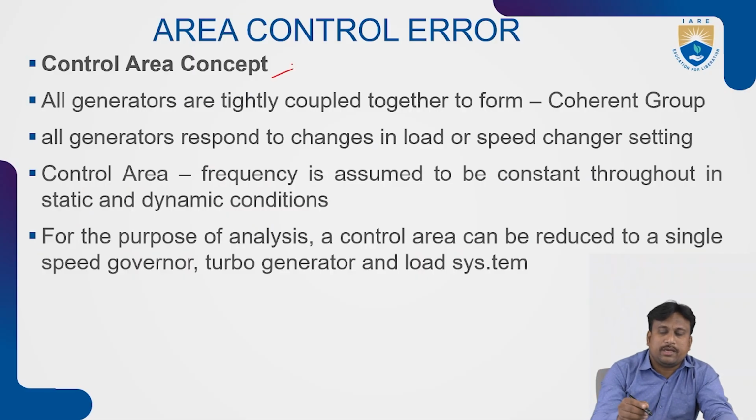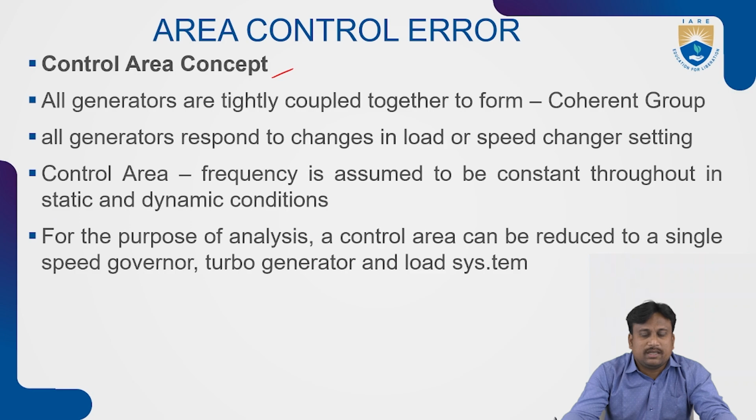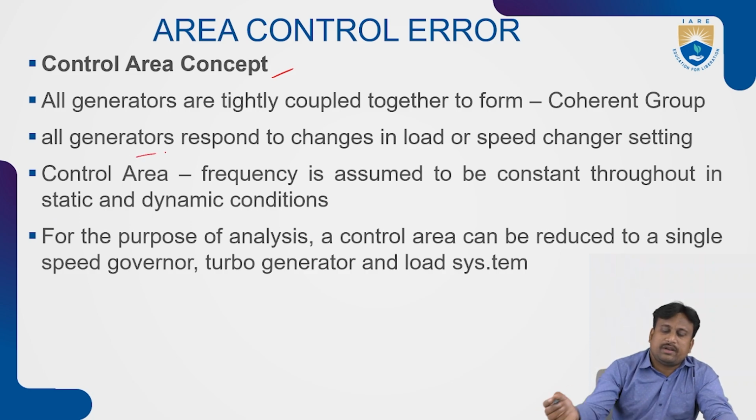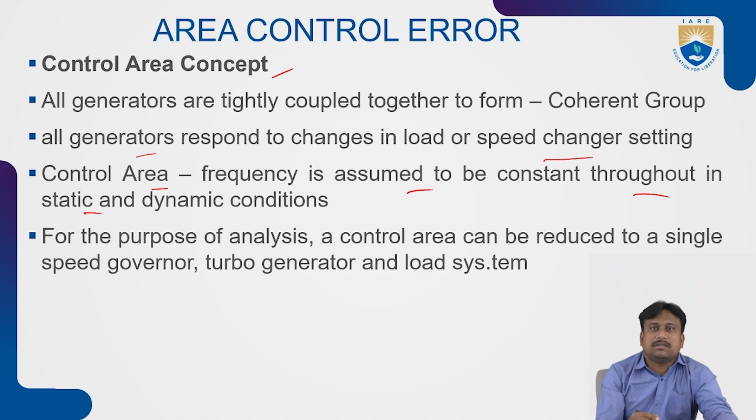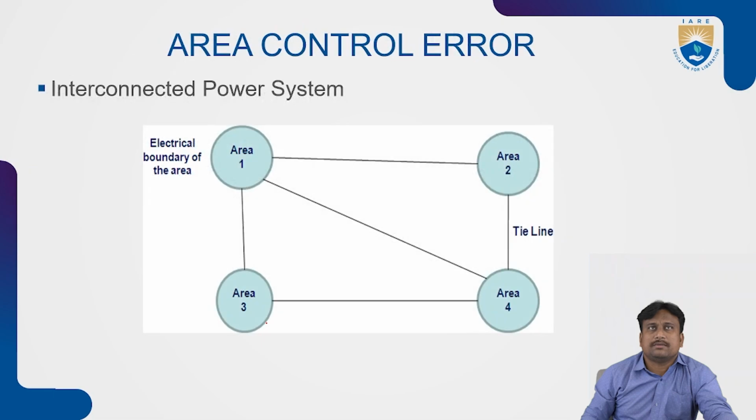Coming to the control area concept, all the generators are usually tightly coupled together in a coherent group. That means the generators in the group respond together to changes in the load, which may be with the speed changer setting. In a control area, the frequency is assumed to be constant throughout, in static and dynamic conditions. For the purposes of analysis, a control area can be reduced to a single speed governor system associated with the turbo generator and load systems.